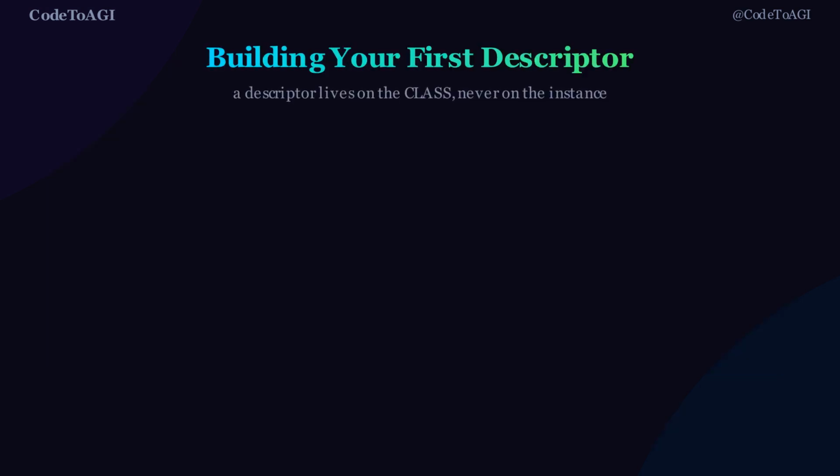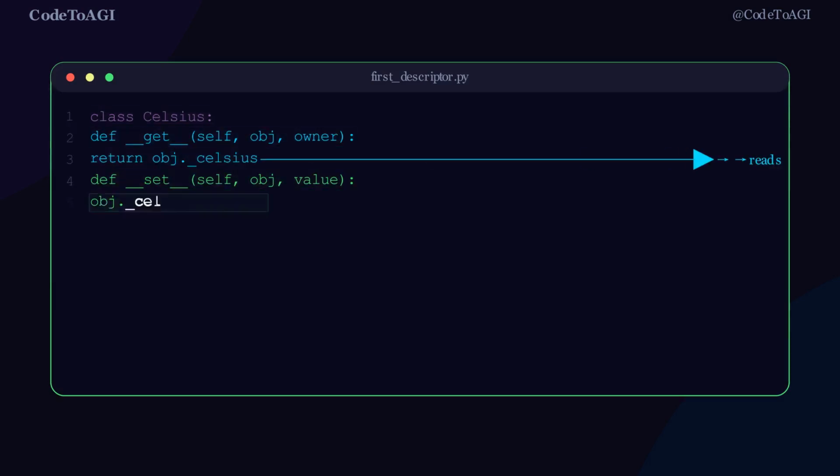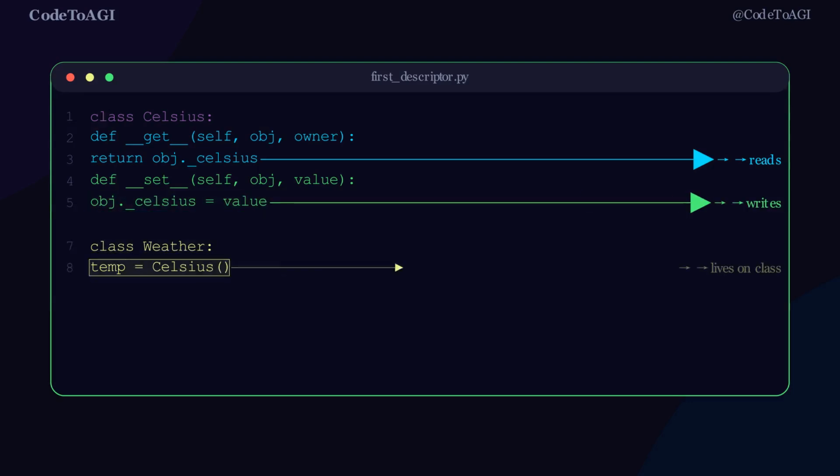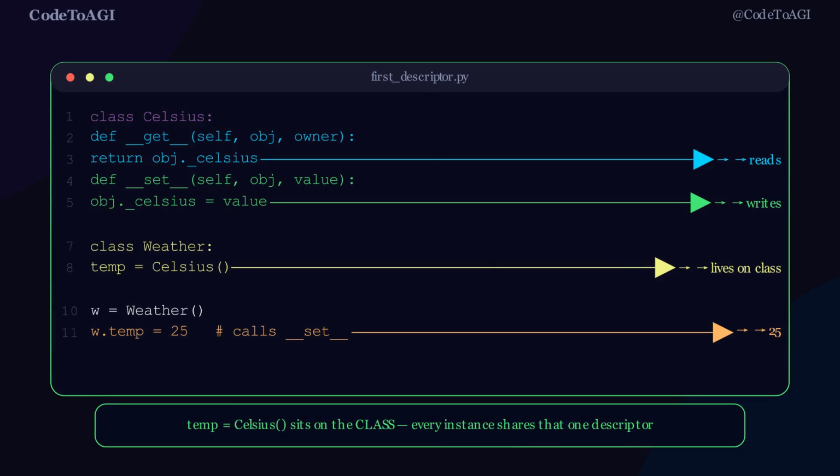Let's build the simplest possible descriptor by hand. A Celsius class with just __get__ and __set__. Attach one instance of it to another class. temp = Celsius(). That line lives on the class. Every Weather instance shares that exact same descriptor object. Set w.temp and __set__ quietly runs behind the scenes.